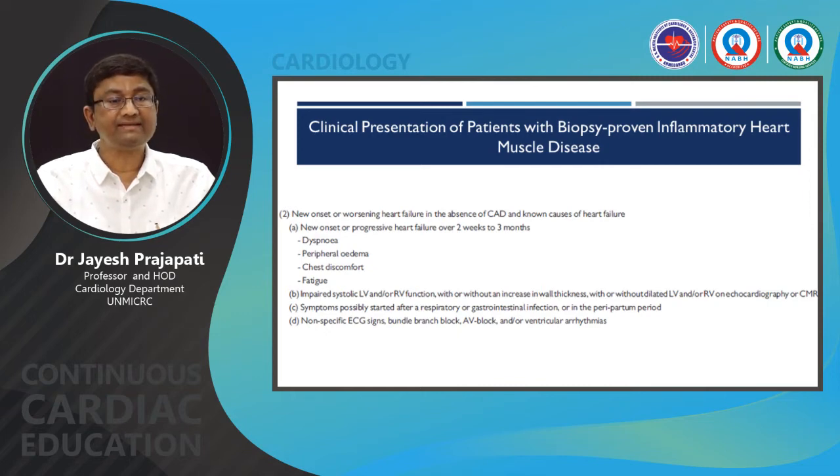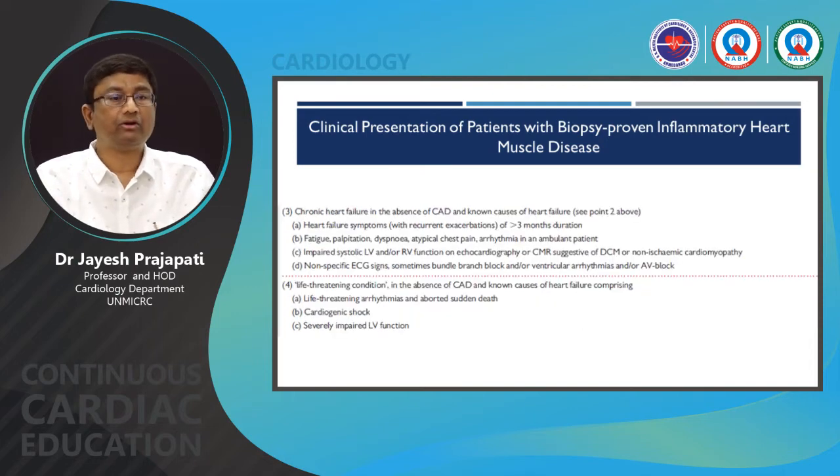Or there may be non-specific ECG signs: bundle branch block, AV block, or ventricular arrhythmias. The patient may have intermittent ventricular tachycardia, APCs, VPCs, sometimes PR prolongation, or RBBB, LBBB or AV block. In some cases of chronic heart failure in the absence of CAD, heart failure symptoms persist, and the patient can present with fatigue, palpitation, dyspnea, atypical chest pain, arrhythmias, and impaired systolic LV or RV dysfunction. When you do the MRI, there will be findings suggestive of ischemic or dilated cardiomyopathy, late gadolinium enhancement suggesting inflammation, and non-specific ECG signs, and sometimes, as I have told, bundle block, arrhythmias or AV block.